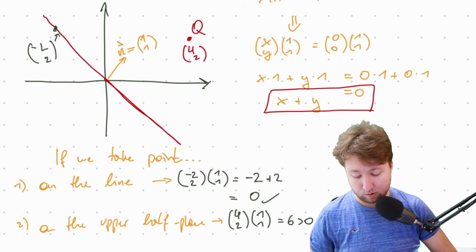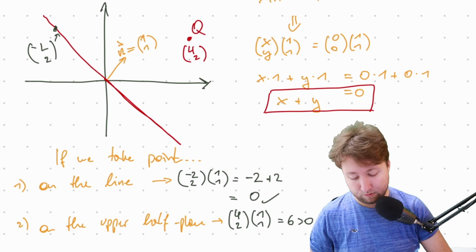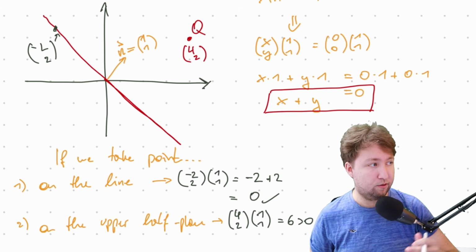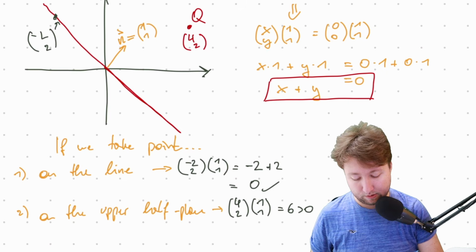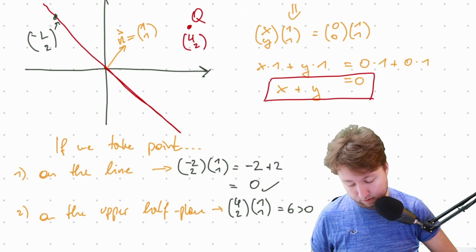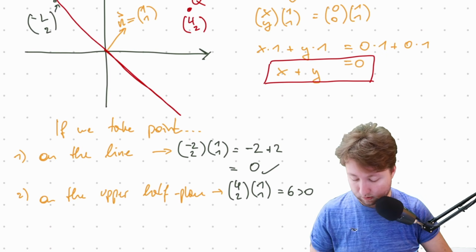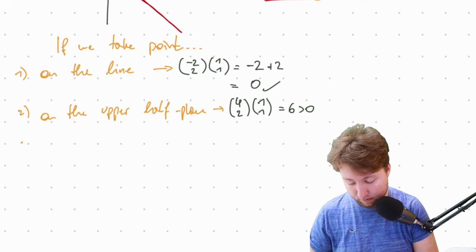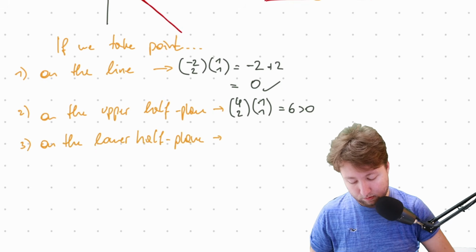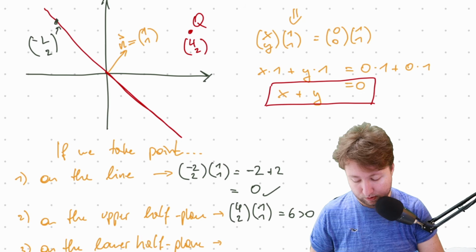And this makes sense because the point is in the direction of the normal vector when looking from the line. And on the other hand, if we take some point that's on the other side of the line, so on the lower half plane, that's number 3. Say, for example, we can take this point over here. That would be (1, -2).